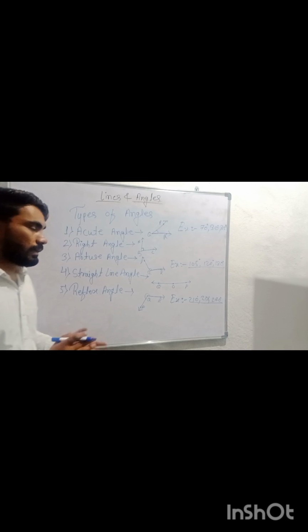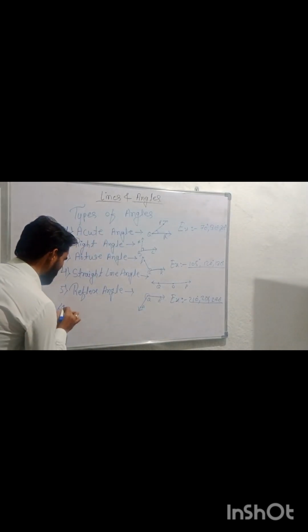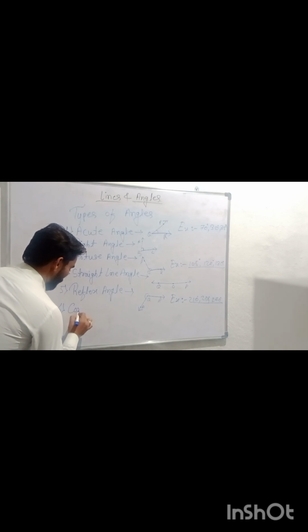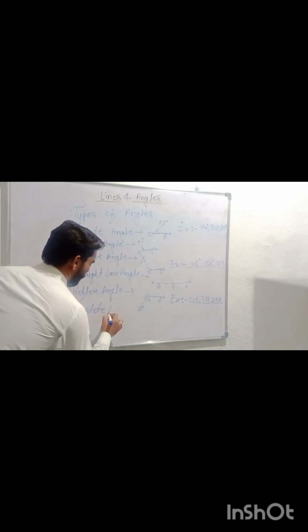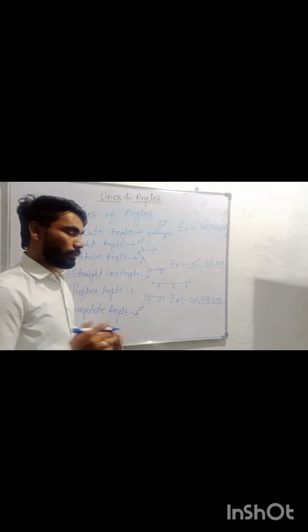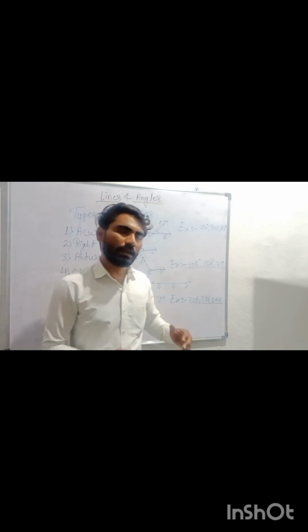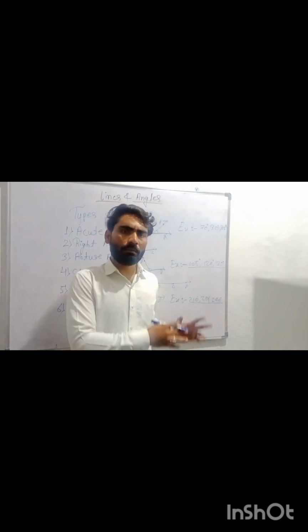Okay, dear students, and the last one is a complete angle. A complete angle means an angle whose measure is exactly 360 degrees. We call that angle a complete angle.